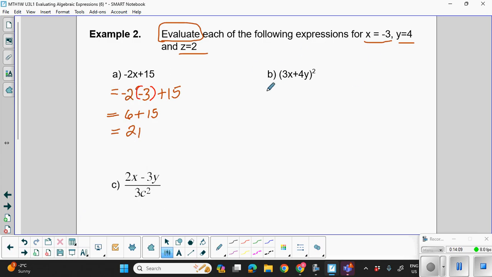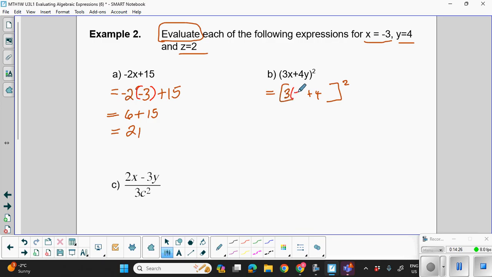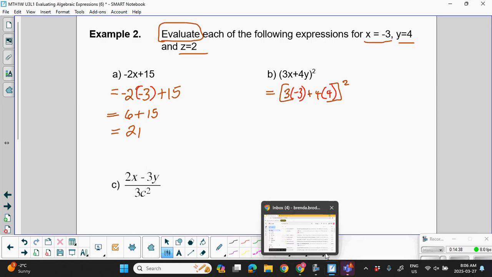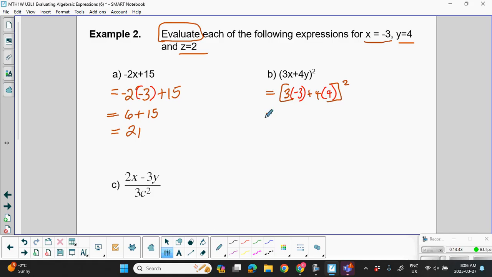Okay, the next one, this time they have two different variables. Notice I used a square bracket instead of the round because I'm going to do 3 plus 4, and I am actually replacing the x in this case as -3, and the y they're telling me to use is 4. Now here I have to follow order of operations, so I have to do what's in that bracket first. And what's in that bracket is some multiplication and then some adding.